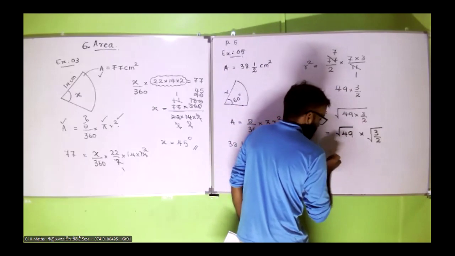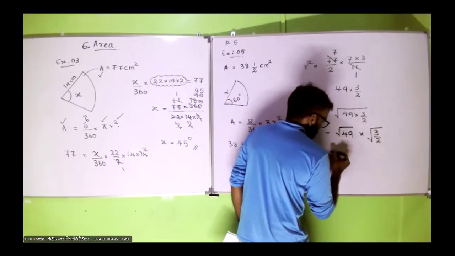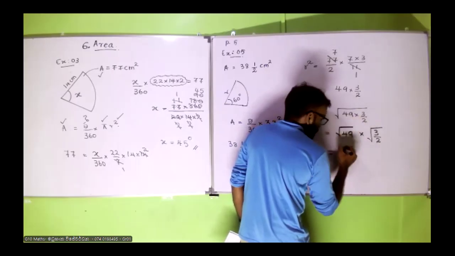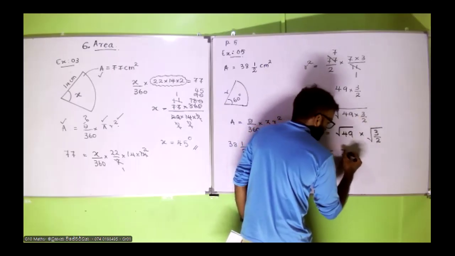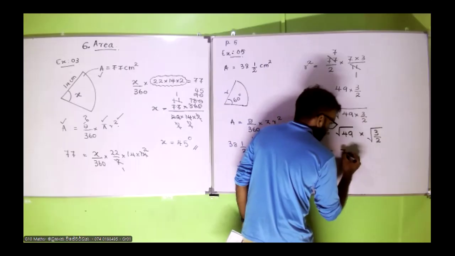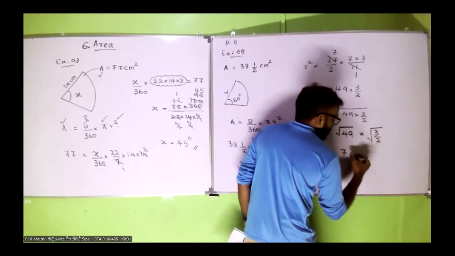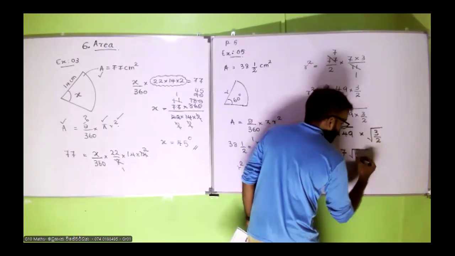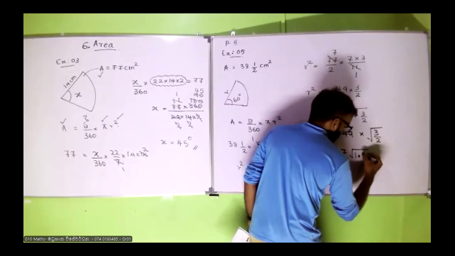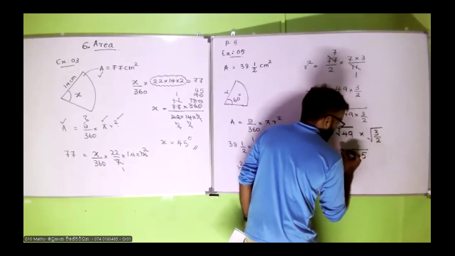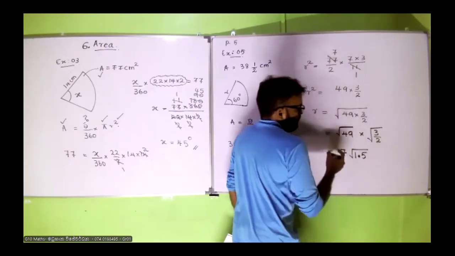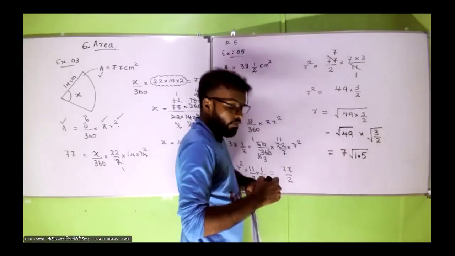Right? And this one, equal mark. You know the square root of 49, which is 7, right? And square root of 3 upon 2 means square root of 1.5. Right? So how to find the square root of 1.5?